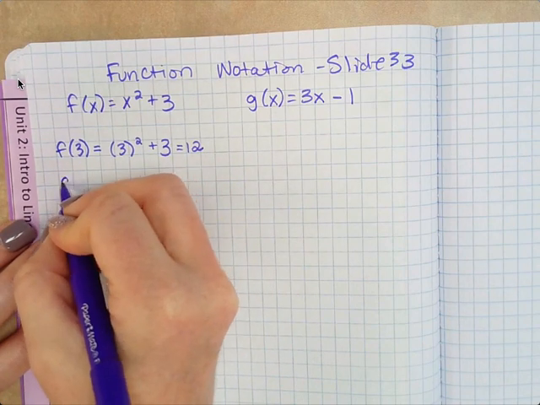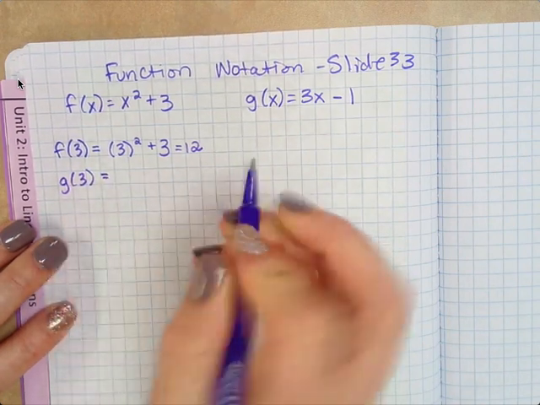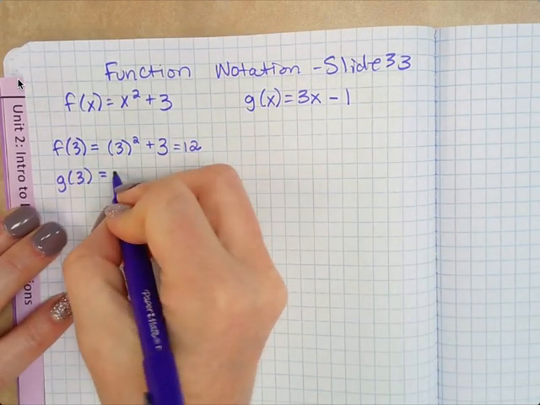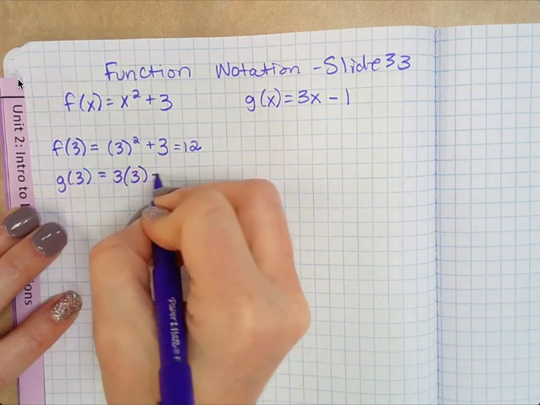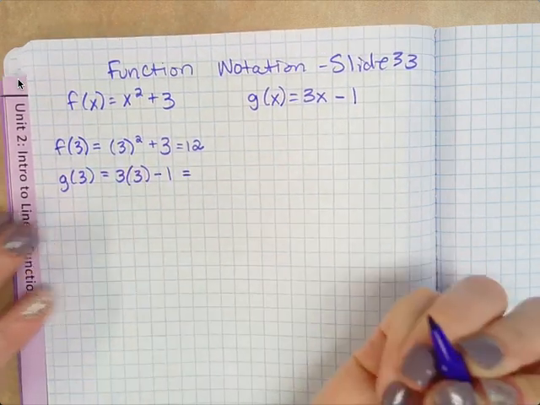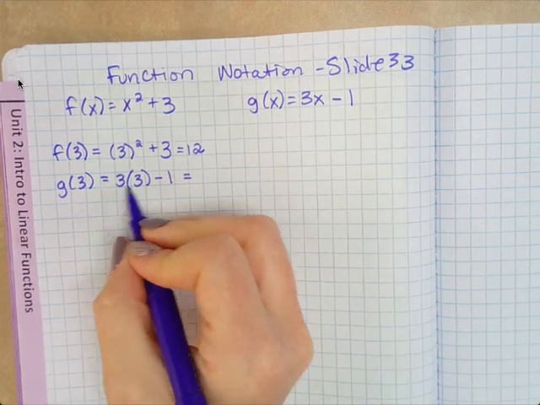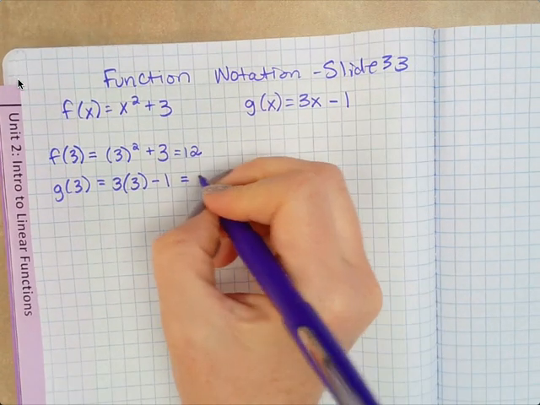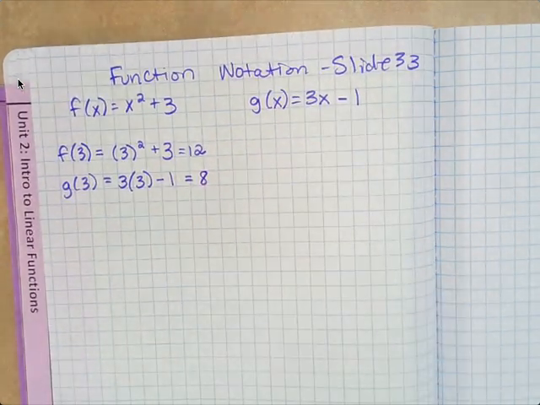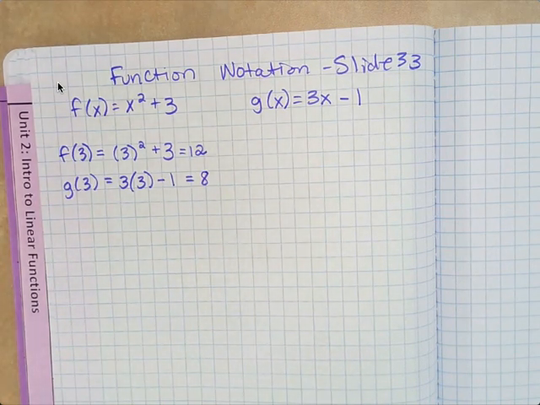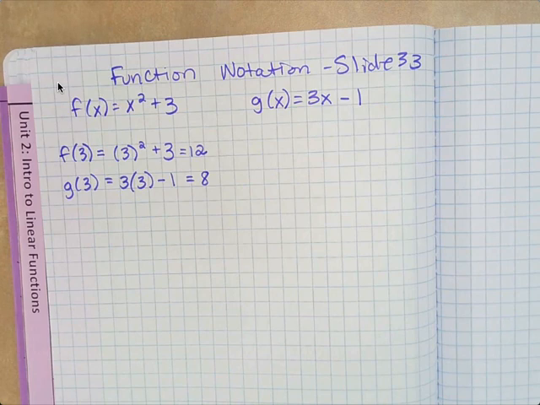Okay, then it says g of 3. So that means I'm going to use the g function, and I'm going to plug in a 3 for that. So 3 times 3 minus 1. Three times 3 minus 1. 8. Okay, so I'm going to let you do the left column. So go ahead and get started on that. Work out all of those, or the left problems. Or go ahead and do the whole slide. Let's see how you do. And we'll come back together and check your answers.